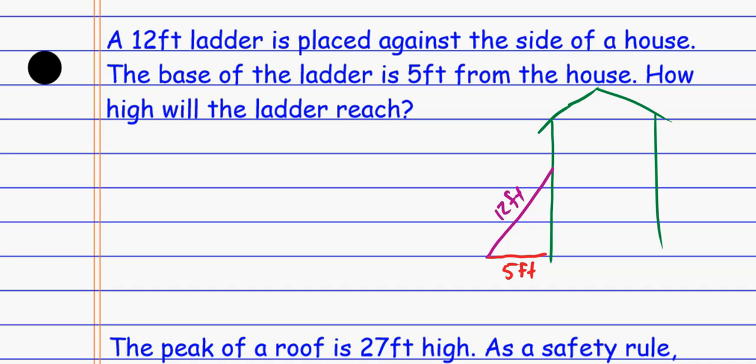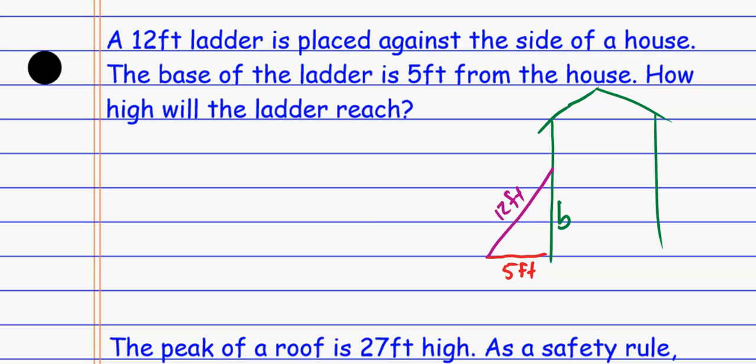And if I want to find out how high up I'm going to be able to reach, well, that's how high up the house this thing is going to be. That's this measurement right here, okay? And that's the piece of the right triangle that I want to find this time, okay? So I'm going to call that B because it looks like the longer side of my right triangle.